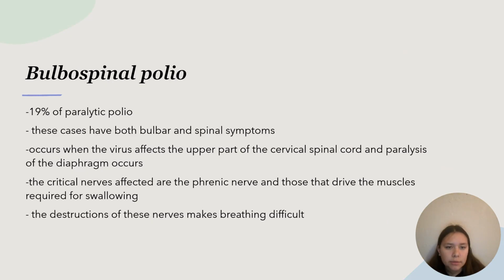So the last kind is bulbospinal polio. This is just 19% of paralytic polio. These cases have both bulbar and spinal symptoms. It occurs when the virus affects the upper part of the cervical spinal cord, so around your neck, and paralysis of the diaphragm occurs. The critical nerves affected are the phrenic nerve, which drives the diaphragm to inflate the lungs, and those that drive the muscles required for swallowing. The destruction of these nerves makes it difficult to breathe and usually leaves patients on ventilators for breathing support.